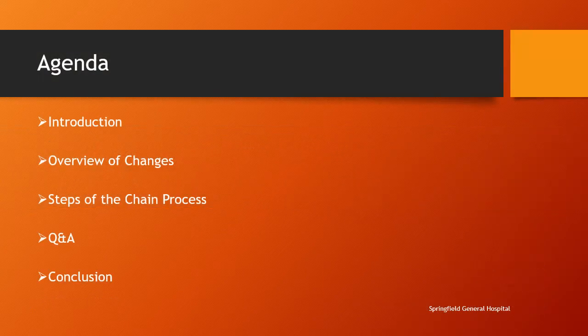This is the agenda for today. We're going to start with an introduction, which is what we're doing now. We're going to follow up with an overview of changes that Springfield General Hospital will be making. We will go over the steps of the change process, which includes an organizational sequence that we'll be doing to make the changes. We'll follow up with Q&A, so if you have any questions, please save them for that time. And then we'll go over the conclusion of this presentation.